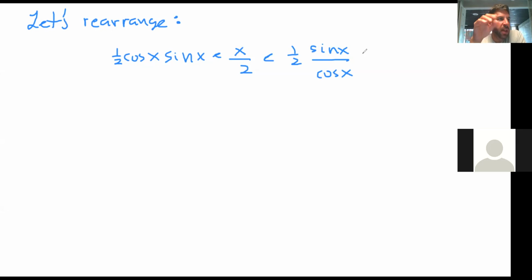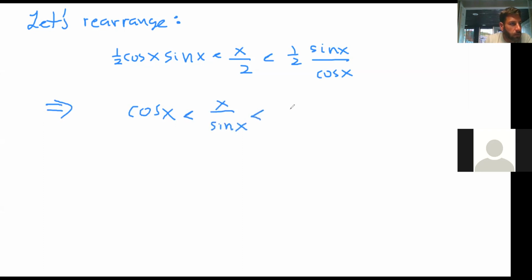So if I multiply this inequality by something positive, it doesn't change its validity. So I'm going to multiply everything by 2 over sine of x. If I multiply this by 2 over sine of x, what happens? Well, I get cosine of x, which is less than x over the sine of x, which is less than 1 over the cosine of x.